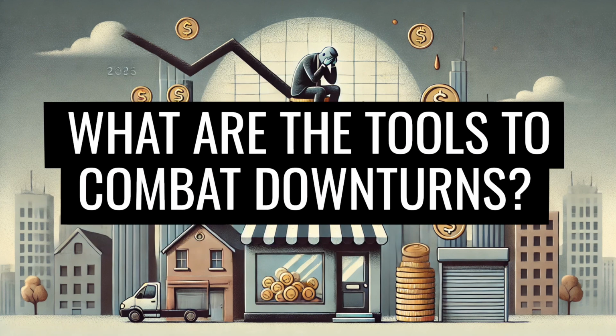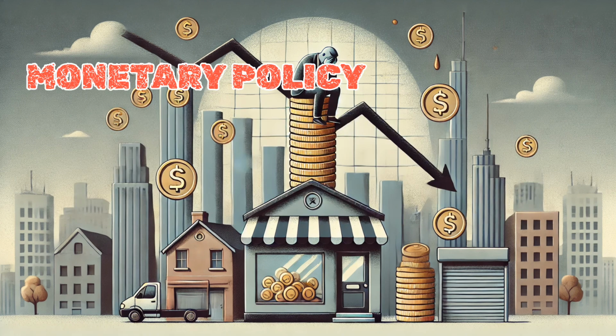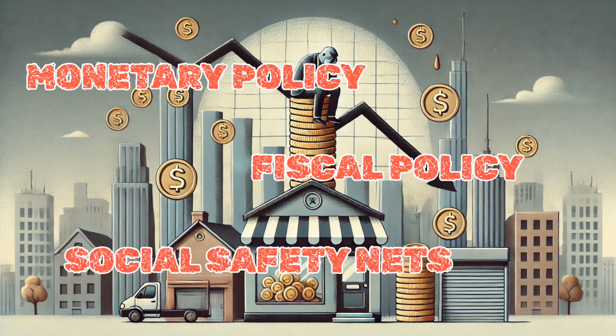What are the tools to combat downturns? Governments and central banks use several tools to mitigate recessions and prevent depressions. Monetary policy. Central banks lower interest rates and increase money supply to stimulate borrowing and spending. Fiscal policy. Governments implement stimulus measures like tax cuts, direct payments, and public works projects. Social safety nets. Unemployment benefits and food assistance programs help maintain consumer spending.